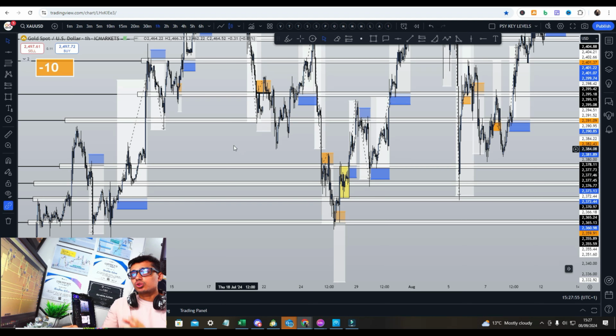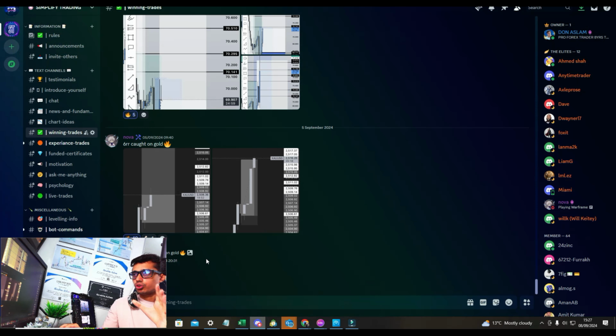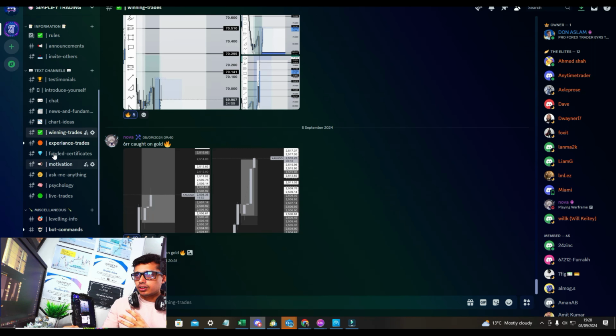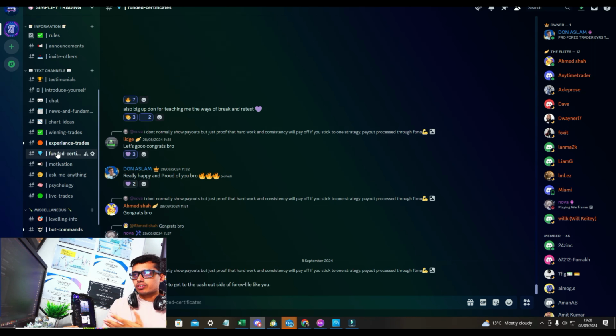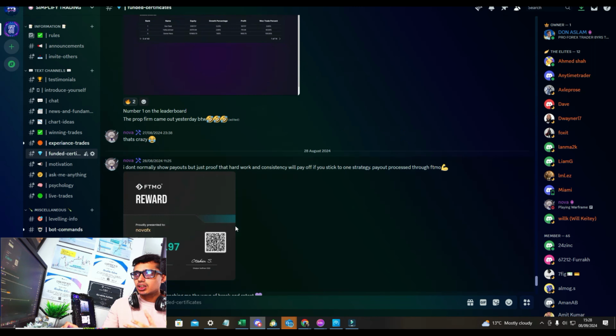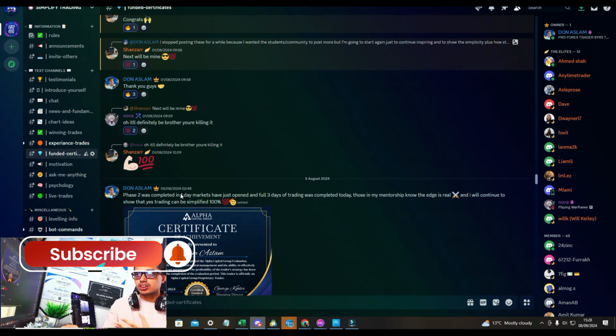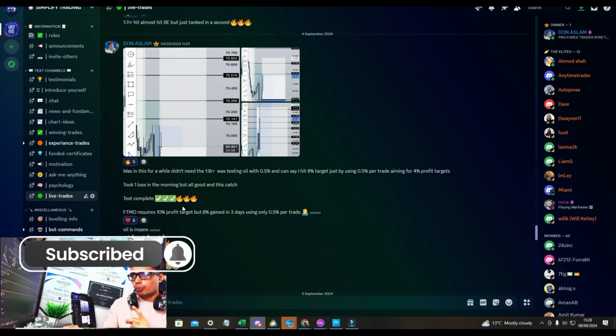This only has value if I can show evidence too. Let me show you my 1-to-1 Discord. This is some of my students catching 1 to 6s on gold. Here, on the funded certificate channel, this is in front of 800 plus members. Everyone can see student results, my results, and posted certificates. But let me show you something, guys. This is where the proof is, right?